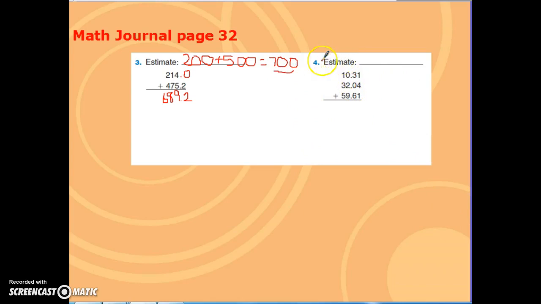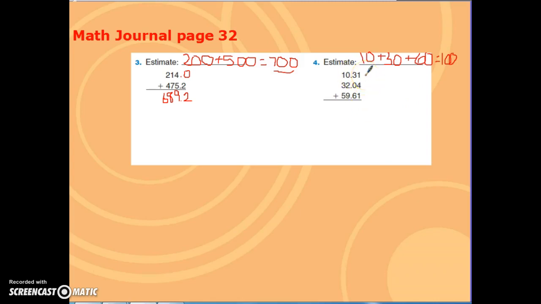Okay, you have another one here, number 4 on Math Journal, page 32. This problem has 3 different numbers that you're adding together. So again, if I want to make an estimate, 10 and 31 hundredths is very close to 10. Plus 32 and 4 hundredths is close to 30. And 59 and 61 hundredths is very close to 60. If I were to add these up, my estimate is 10 plus 30 is 40, plus 60 would give me 100. So 100 is my estimate. My answer should be very close.